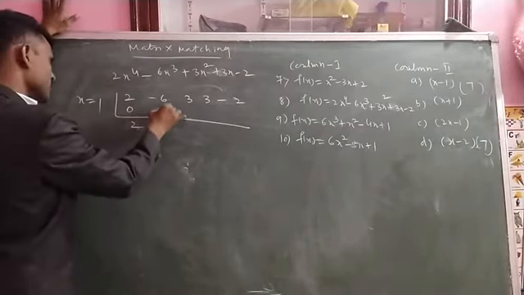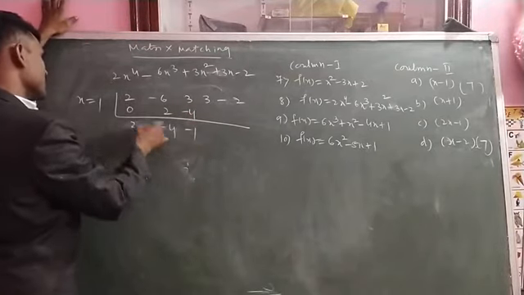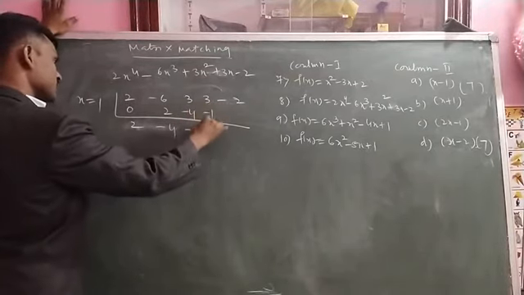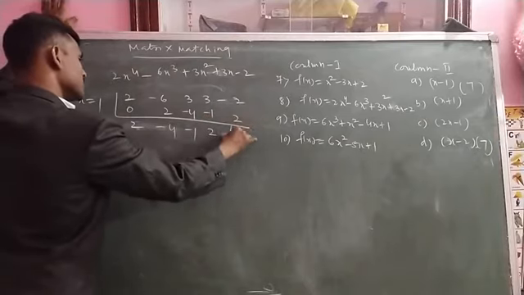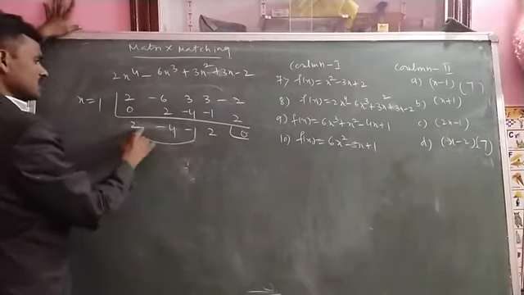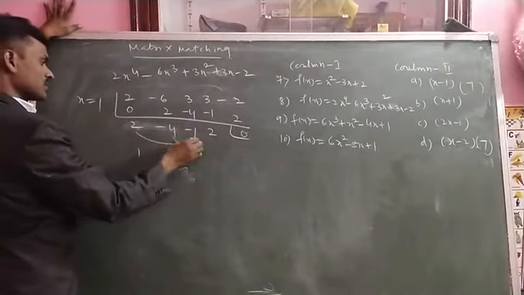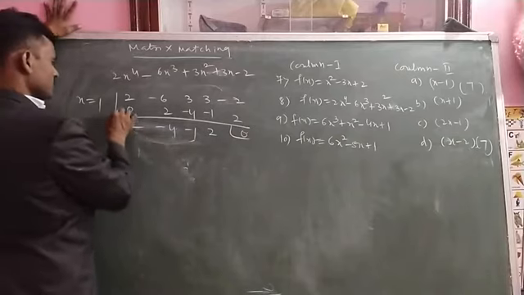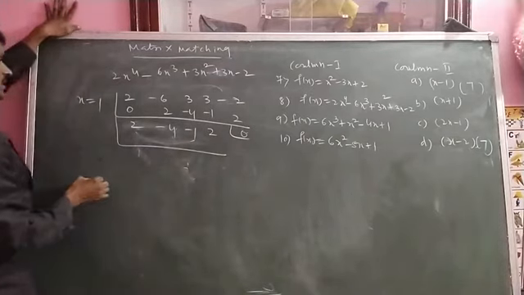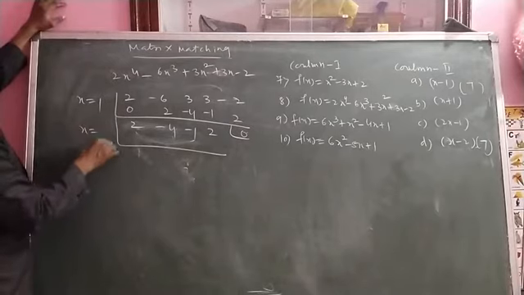0, here 2. 2 ones are 2, minus 4. 4 ones are minus 4, then minus 1. Minus 1 into 1, minus 1, this is 2. 2 into 1, 2. Then this is 0. Again you have to apply the sum of the coefficients. Here 2 minus 1 is equal to 1. This is also not possible. Then which one you have to write here? 2 means at least 1 by 2. 1 by 2 you can write here.